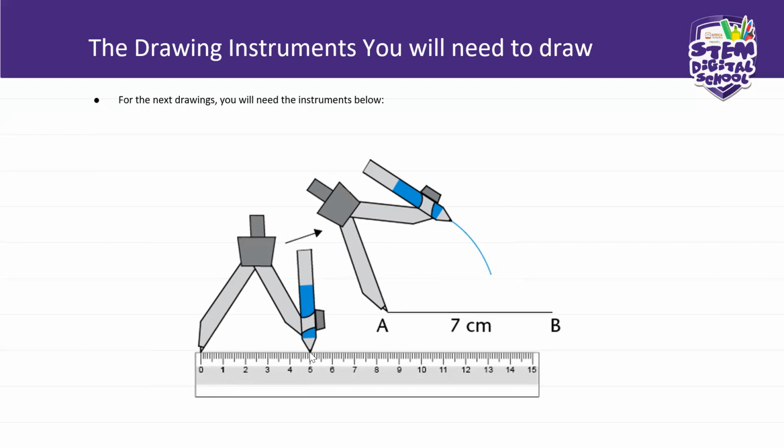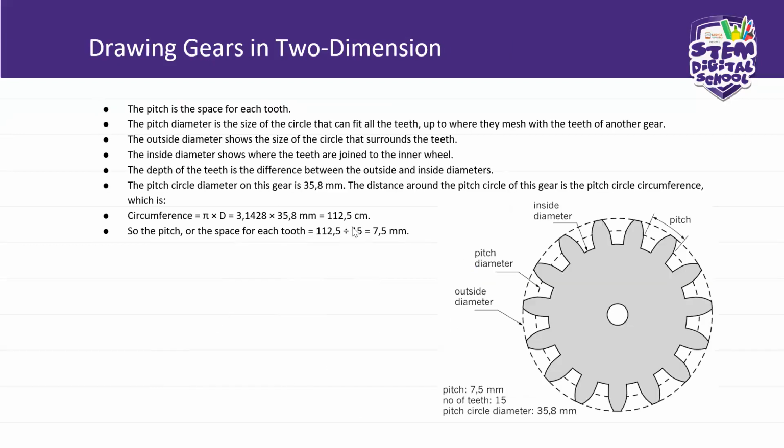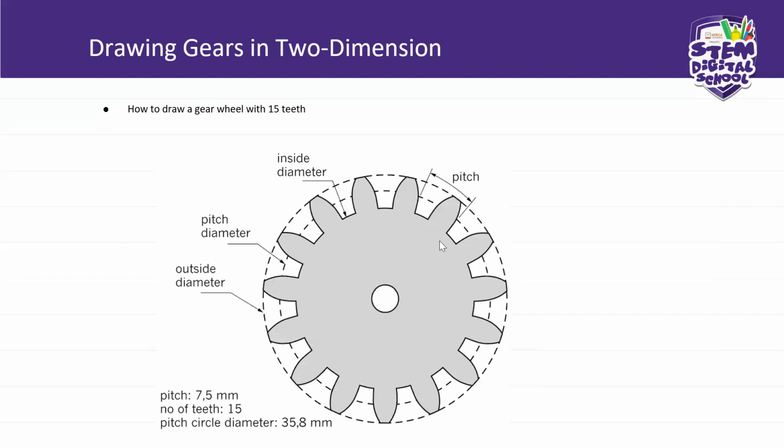Then you start to draw like that. You will not achieve this accuracy if you didn't measure. So you start by measuring, okay? Then you will be able to draw a gear like this. Please practice it at home. Okay, that's how you draw your gear.